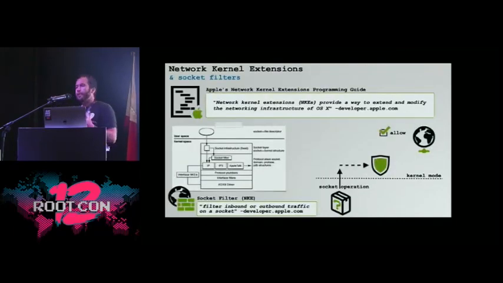Now, since we want to be able to monitor all traffic globally, we're going to have to write a kernel extension or a KEXT. In macOS, Apple provides something called Network Kernel Extensions, or NKEs, and they provide a way to extend or modify the network infrastructure in the kernel. And one type of NKE is a socket filter, which, as its name implies, allows you to filter network traffic at the socket level, which, for a firewall, is exactly what we want.